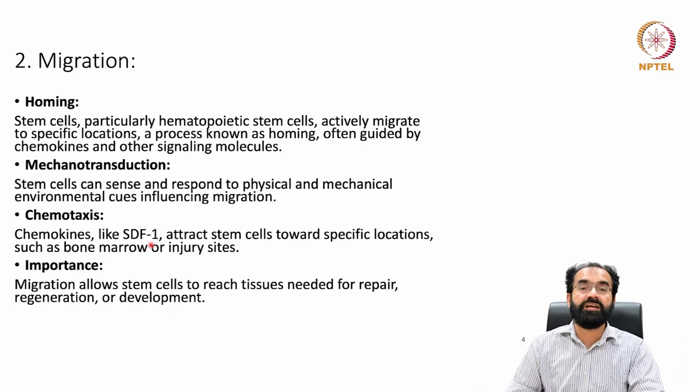Chemokines like SDF1, one of the chemokines, attract stem cells towards specific locations such as bone marrow or injury sites. What is their importance? The migration allows stem cells to reach tissues which need repair, because that is damaged tissue. If you have an injury, of course there is damage. So you need cells. If no cells are coming there, naturally that wound will never get healed.